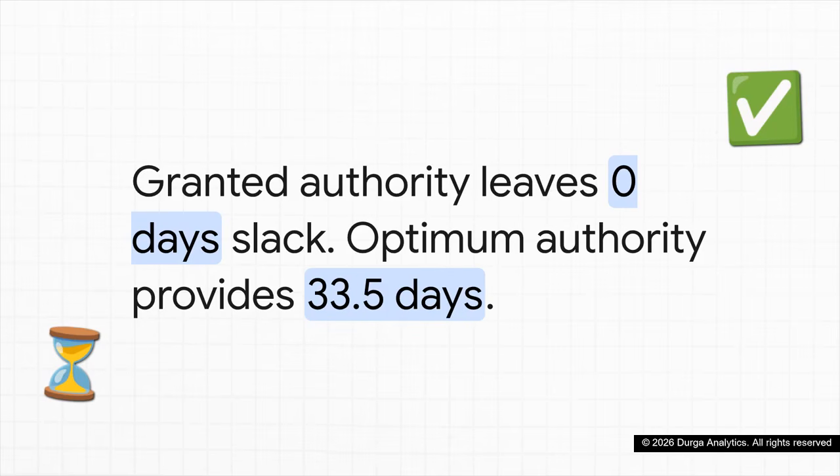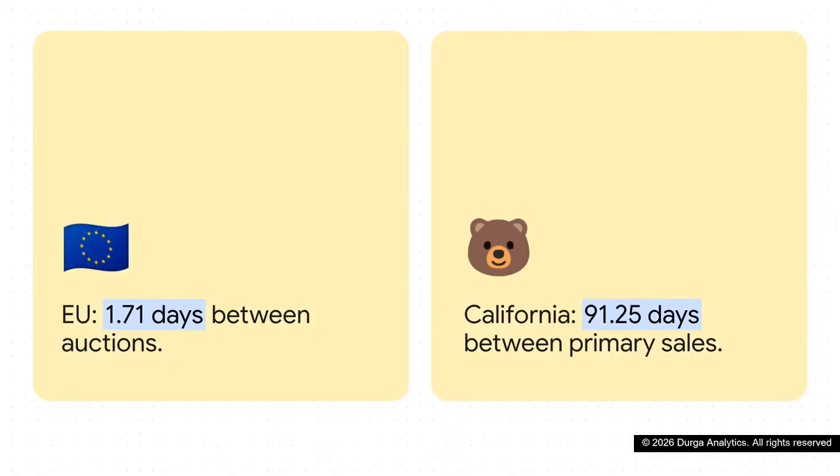But if you step up to an optimum authority of 32 tranches, you suddenly buy 33.5 days of slack. Your delegated authority isn't just permission to trade, it is buying your desk the operational option to wait. And the cost of exercising that option changes drastically depending on where you are. In the EU, missing a primary auction sets your schedule back less than 2 days. In California, primary sales are quarterly. Missing one sets you back over 91 days.